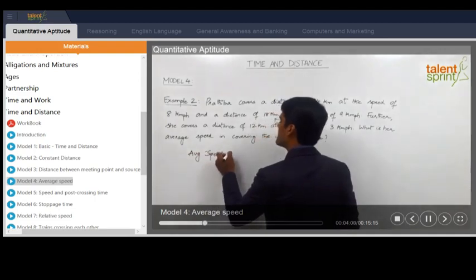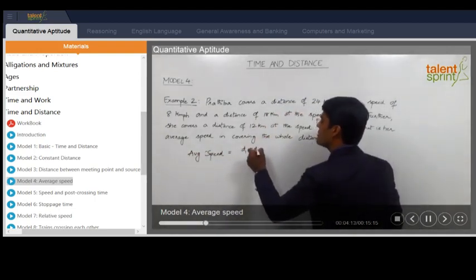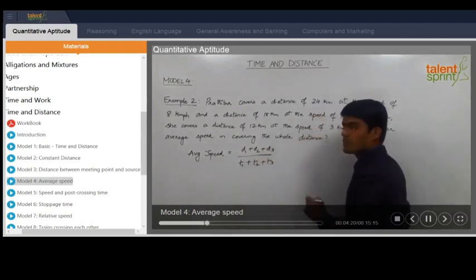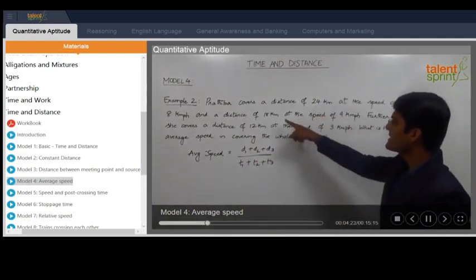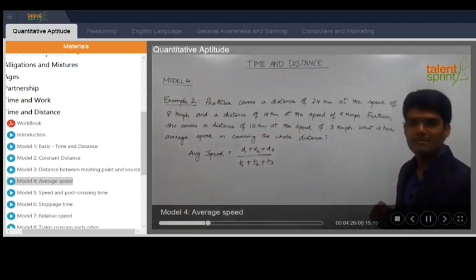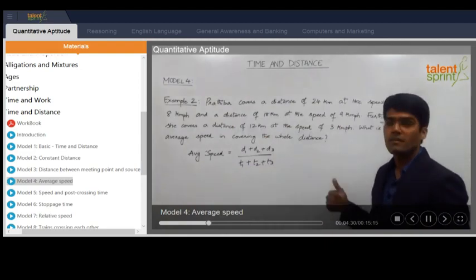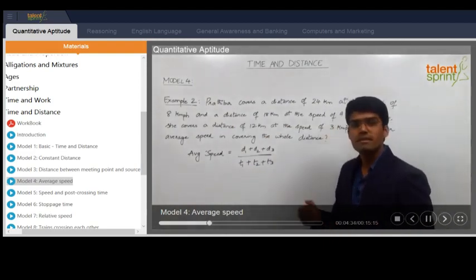So here, as the distance has been traveled in 3 parts, let us take it as (D1 + D2 + D3) divided by (T1 + T2 + T3). So very clearly, D1, D2 and D3 are 24 kilometers, 18 kilometers and 12 kilometers respectively. But the times T1, T2, T3 are not given in the question. So here, we need to find out the time in terms of speed and distance.